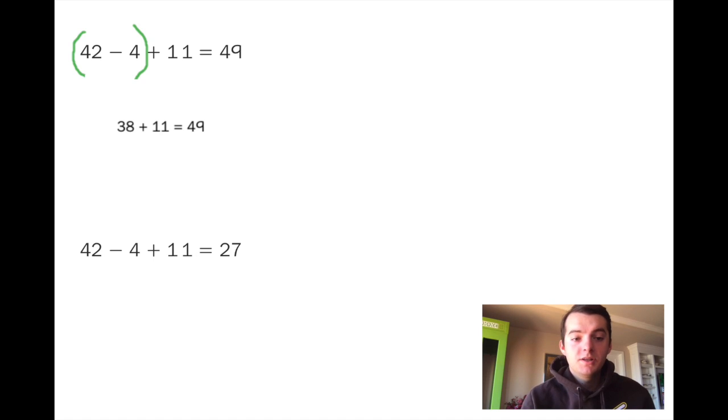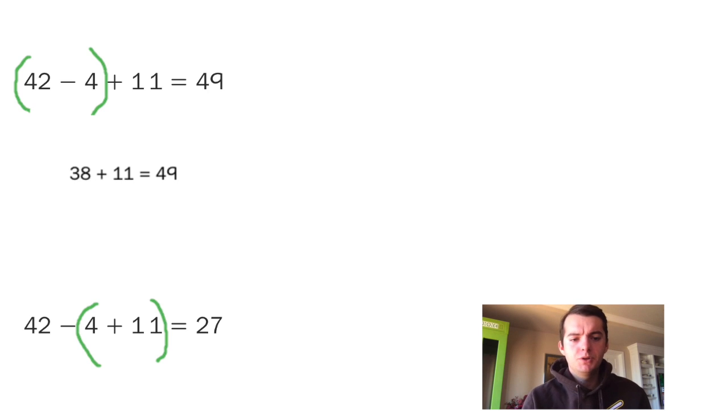Now let's move on to the second one. We've got 42 minus 4 plus 11 again, but this time it equals 27. If we try to do the parentheses over the 42 and the 4 again, it's going to be the same as the first question, right? So where do you think we should put the parentheses now? We should put the parentheses between the 4 and the 11 this time, because we already put it around the 42 and the 4 the previous time.